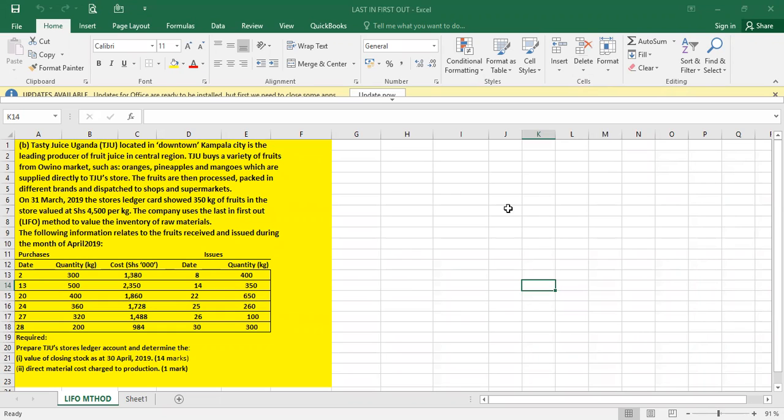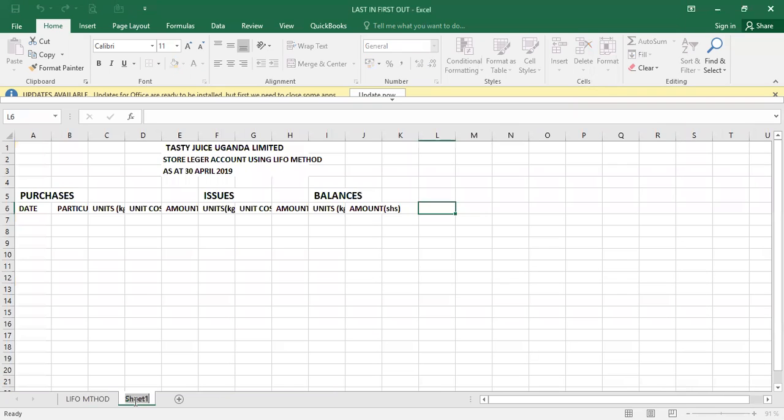In our first video, we saw how we can calculate the value of closing stock using FIFO, that is first in, first out. So allow me to take you through the next one. And this time it's going to be the LIFO method. This is our solution.